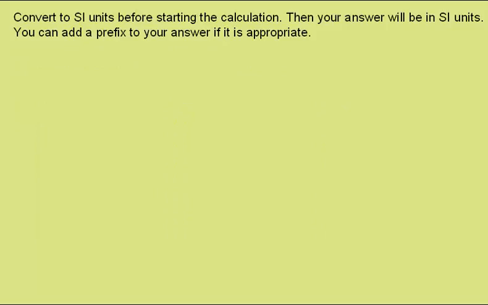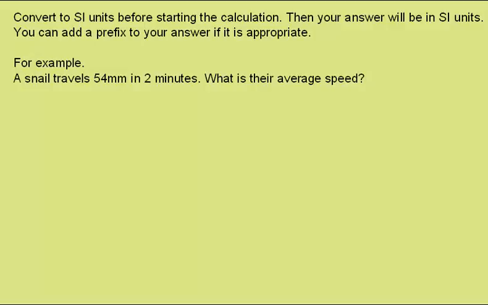When doing a calculation, convert to SI units before starting the calculation. Then your answer will be in SI units. You can always add a prefix to your answer if it's appropriate. Let's run through a very simple example. A snail travels 54 millimeters in 2 minutes. What is their average speed?